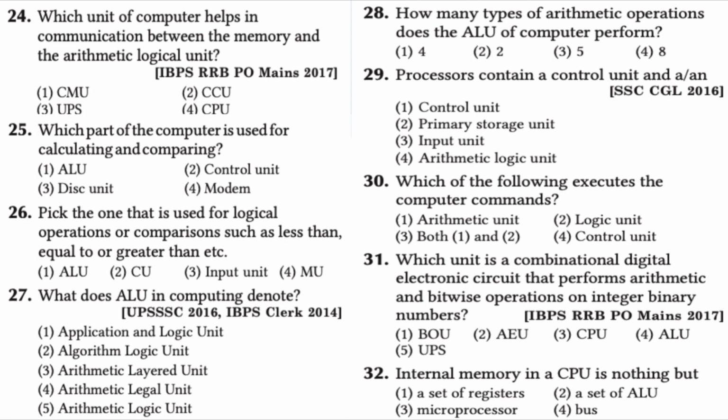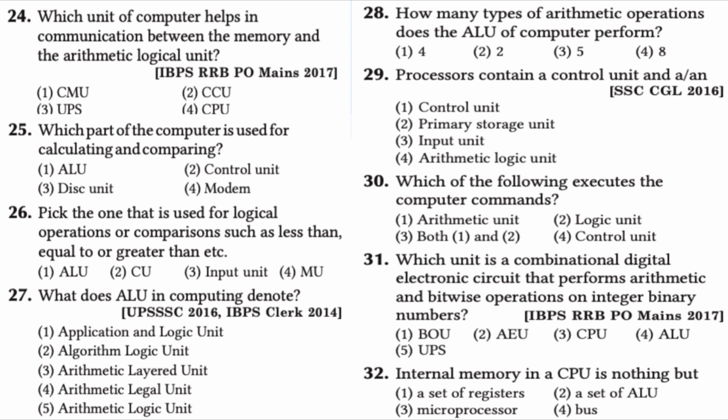Now, let's move on to question 25. Which part of the computer is used for calculating and comparing? Here the correct answer is 1. ALU, which stands for Arithmetic Logic Unit. The ALU is responsible for performing arithmetic and logical operations, including calculations and comparisons.